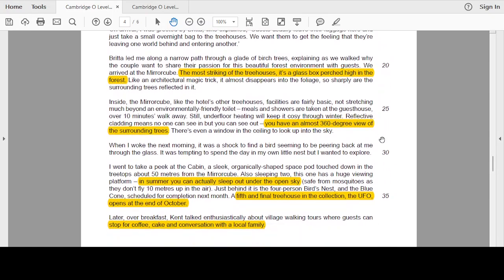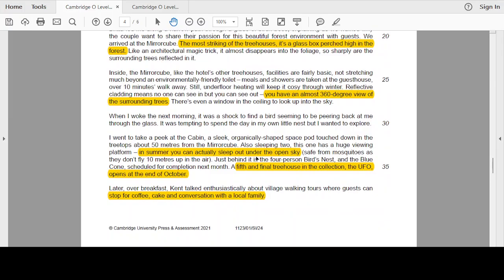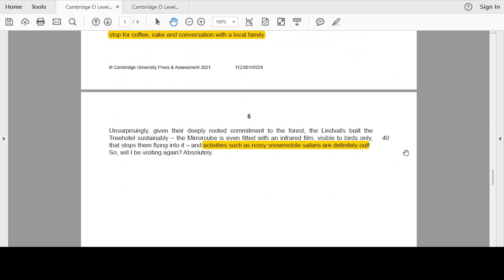Then they've got the environmentally friendly toilet part over here. So environmental friendliness, sensitivity to wildlife, they're talking about the infrared film that is visible only to birds, and also this particular point that we have activities such as noisy snowmobile safaris. Why is that? So that the wildlife is not disturbed. That's the reason why those activities aren't allowed in the premises or the surrounding areas.